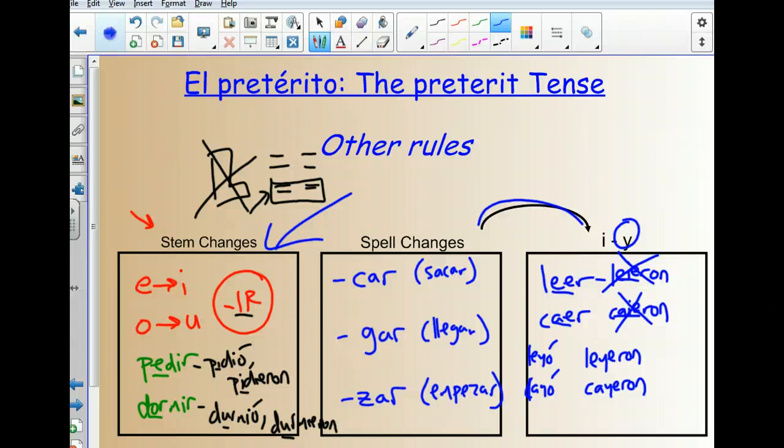So bien, this sort of finishes our intro to the preterite tense. Now we're going to get a little bit more specific on all these things that you've seen here and do a lot more practicing as well.